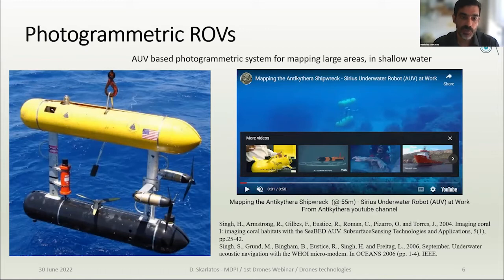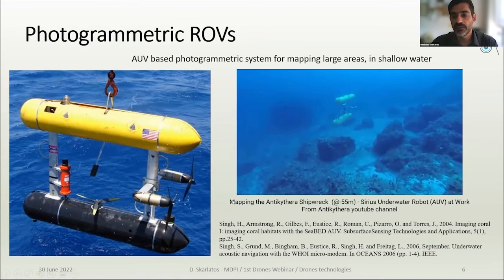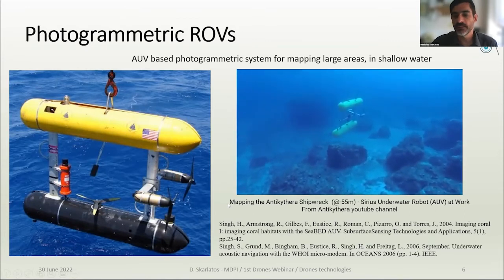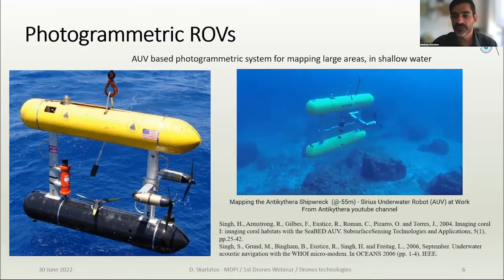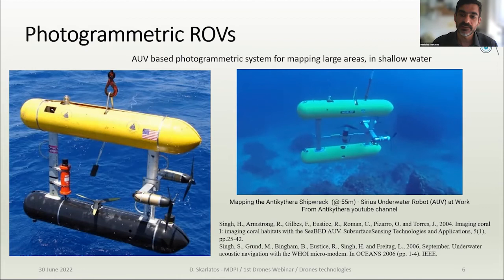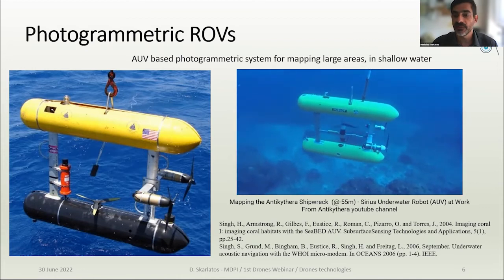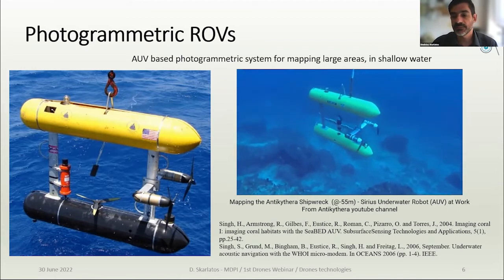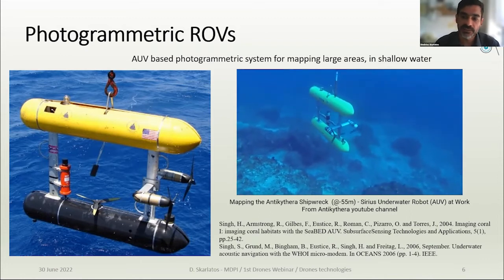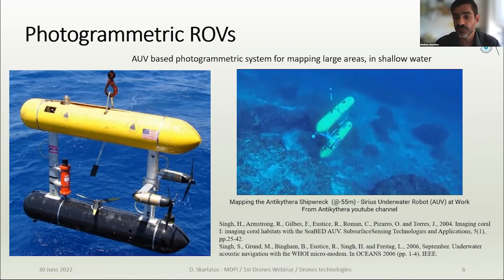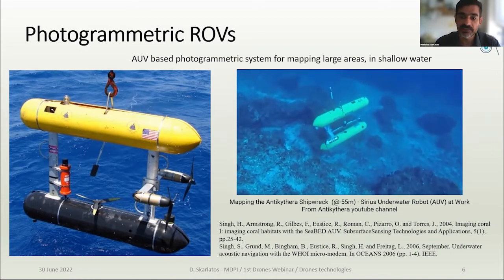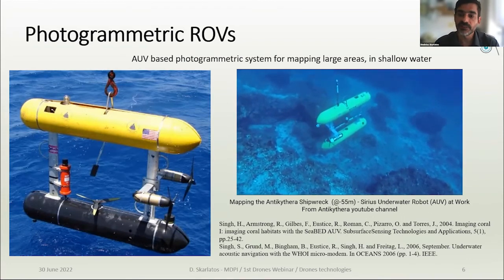Now, if we go ahead, then we are talking about photogrammetric ROVs, remotely operated vehicles. You can see here one mapping the Antikythera shipwreck, located 55 meters below the sea surface. And the Antikythera shipwreck is not a concentrated shipwreck. Actually, the ship broke during the wreck formation process. So the content is sprayed along a very large area.